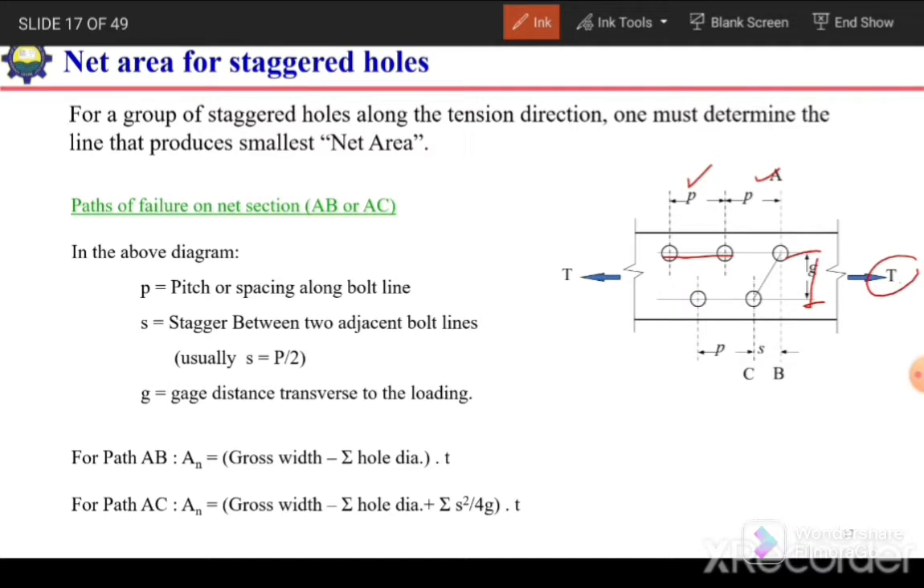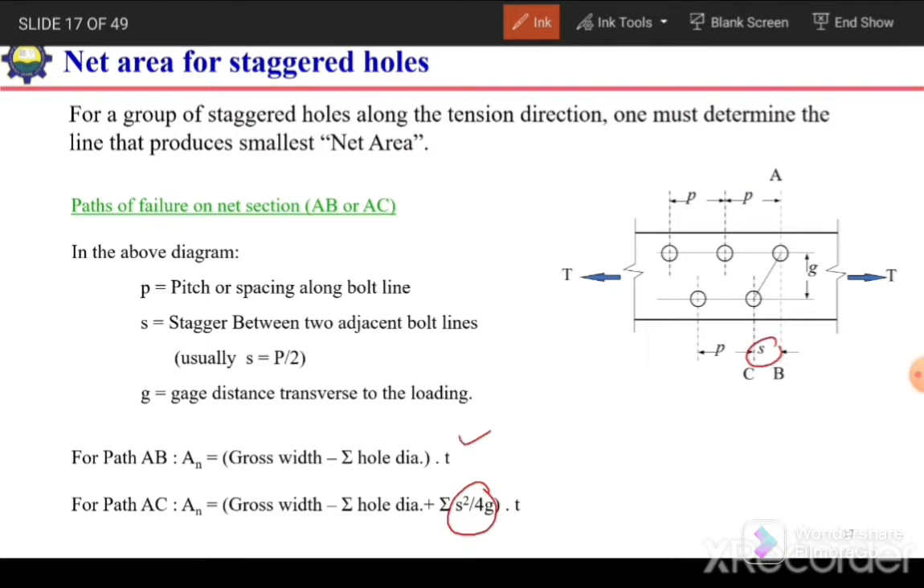And the horizontal distance between the center of this hole and this hole, meaning two holes of adjacent rows, is the stagger s. So if this is the case, where we have placed the holes not in line but staggered, then in that case we need to add this much allowance for this stagger.